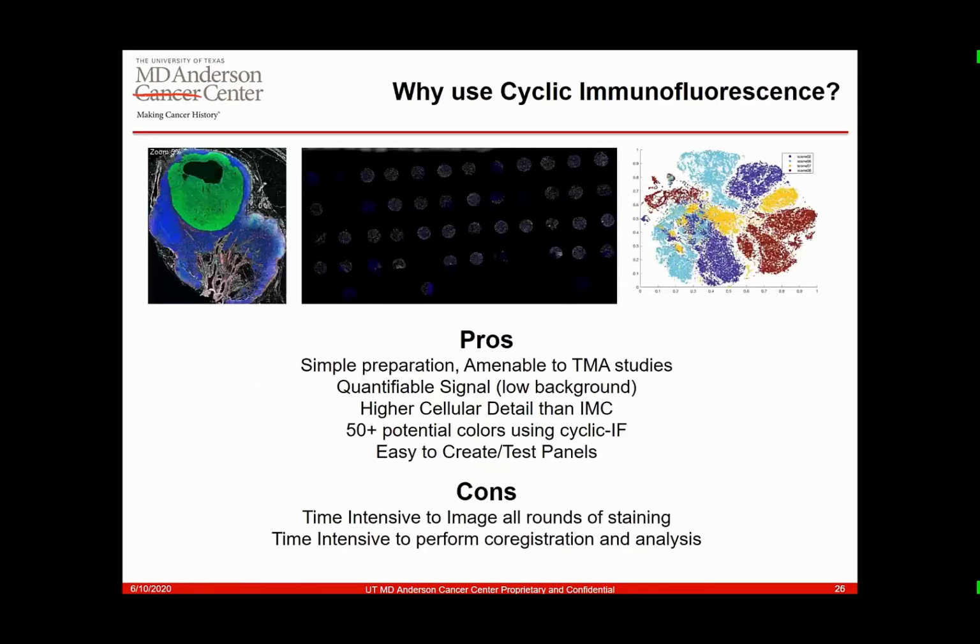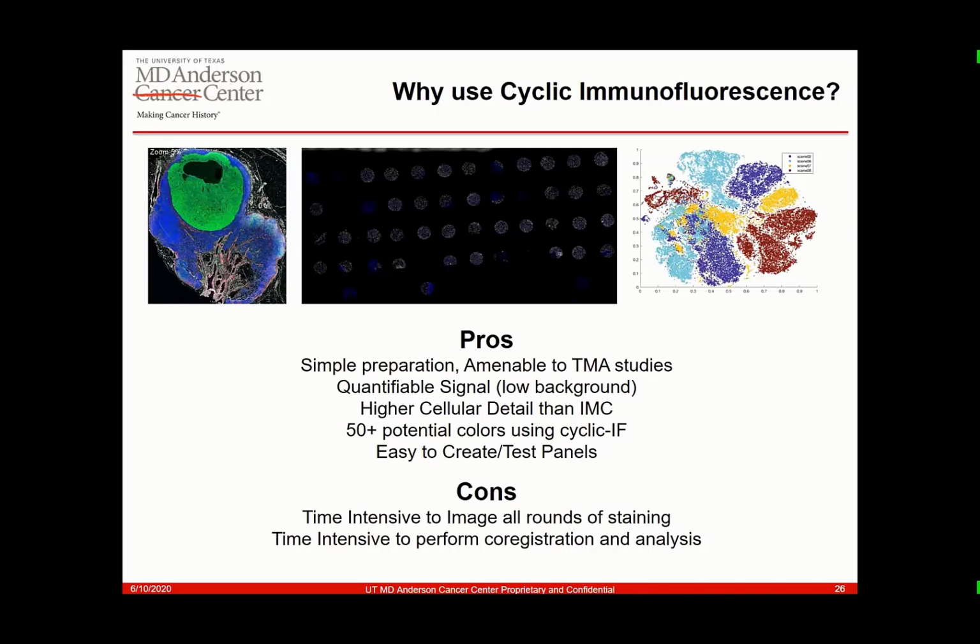So why would we use cyclic IF in the first place? Well, it's really simple to prepare. It's amenable to tissue microarrays. It's quantifiable signal because it's IF. It has higher cellular detail than imaging mass cytometry, especially if you're imaging at 20x. Even 10x, I feel like, is probably at certain stages similar to IMC. You can do 50 plus potential colors using that, and if you have markers that are fairly well established, it's easy to create and test panels.